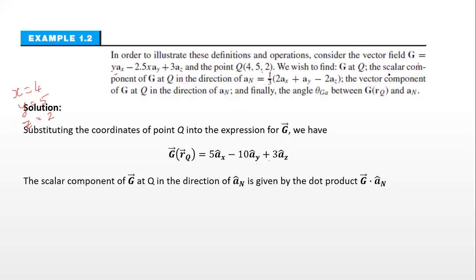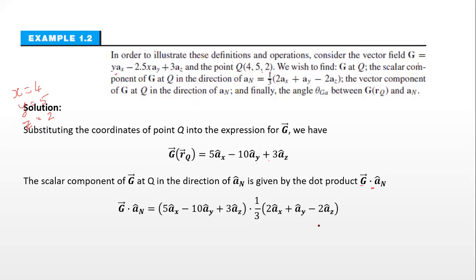Next, you want to find the scalar component of G at Q in this particular direction. In any direction, if you want to find the component of any vector, we need to find the dot product of that vector with that unit vector. We want to find the component of G in the direction of an. So it is the dot product of G and an, G dot an. You know this vector G, you know this vector an, you find the dot product.